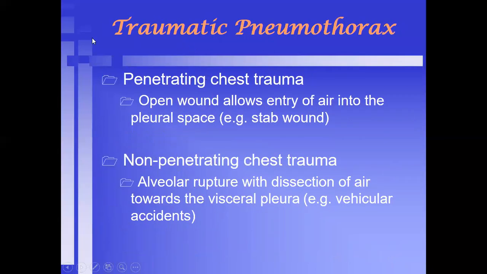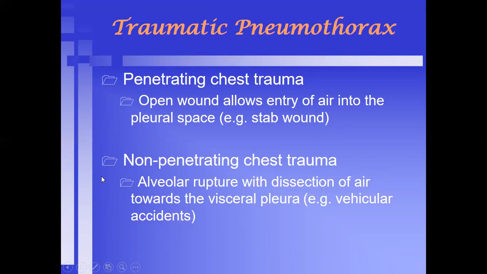Okay, so next you have your traumatic pneumothorax. So traumatic meaning there was injury. So it can either be penetrating trauma. For example, if you have an open wound that allows entry of air into the pleural space, such as your stab wounds or gunshot wounds. So that's your penetrating chest trauma.